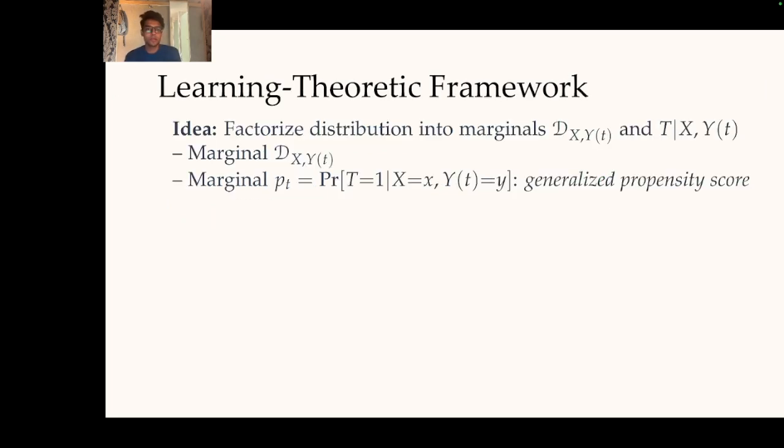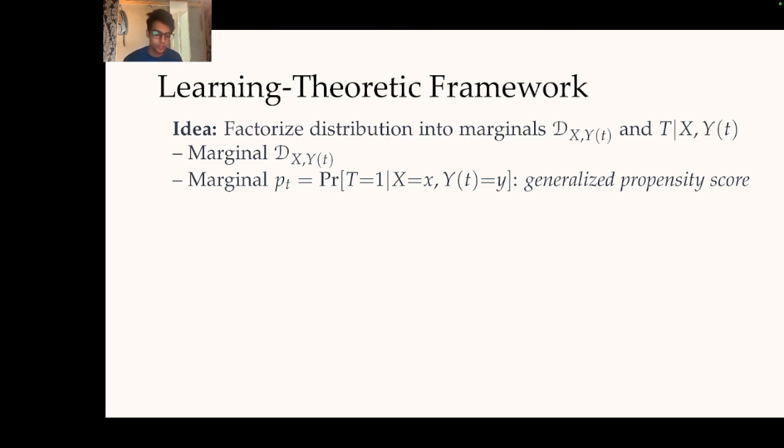Okay, so with this, I'll proceed to some of our results, starting with setting up some notation in a learning theoretic framework. It turns out that to get to our identification condition, it's important to pick the right factorization of the data distribution. We in particular factorize the data distribution into two marginals. The first marginal is the distribution over features and outcomes. And the second marginal is the probability of assigning a treatment conditioned on the feature and outcome. We call this latter marginal the generalized propensity score.